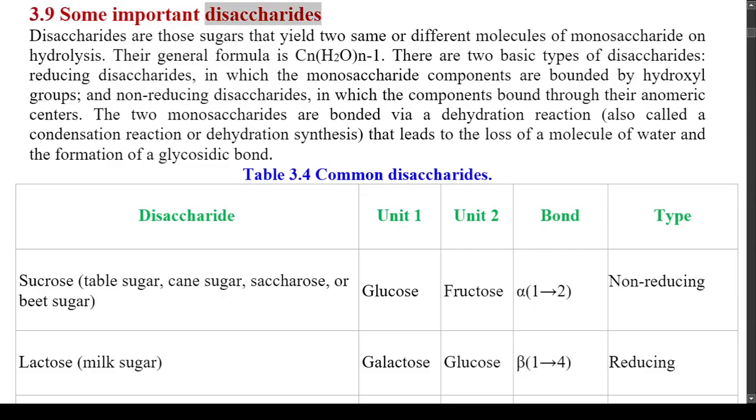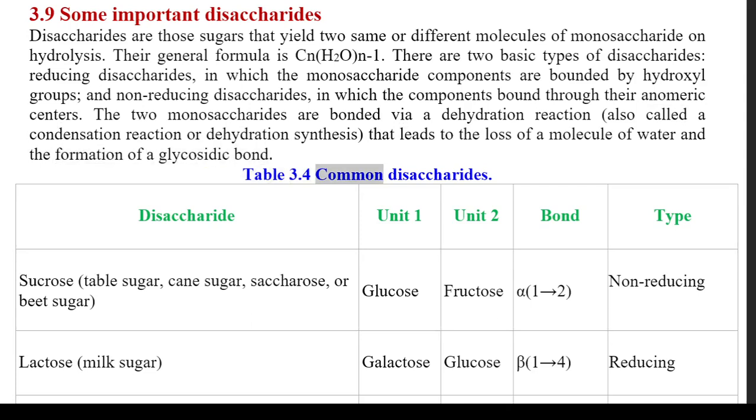3.9 Some important disaccharides. Disaccharides are those sugars that yield two same or different molecules of monosaccharide on hydrolysis. Their general formula is Cn(H2O)n-1. There are two basic types of disaccharides: reducing disaccharides, in which the monosaccharide components are bound through hydroxyl groups, and non-reducing disaccharides, in which the components are bound through their anomeric centers. The two monosaccharides are bonded via a dehydration reaction, also called a condensation reaction or dehydration synthesis, that leads to the loss of a molecule of water and the formation of a glycosidic bond.